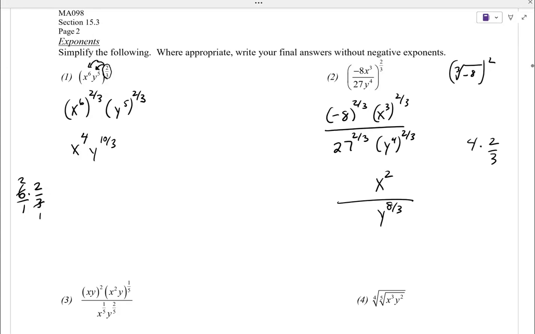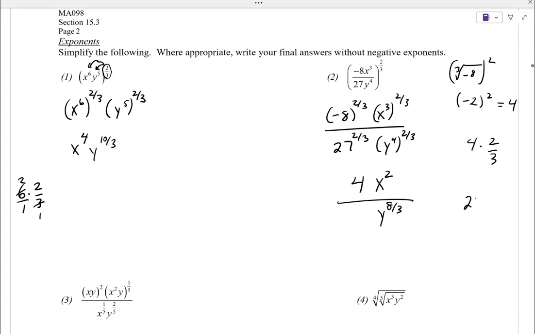The 3 tells you to take the cube root. The 2 tells you to square it. What is the cube root of negative 8? Negative 2. And then squared, we get 4. So this will be a 4 on top. What about 27 to the 2/3? What do you get for that? Very good. That's exactly right.